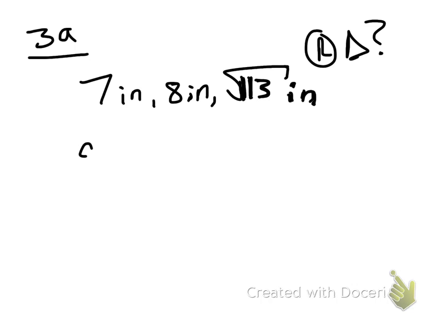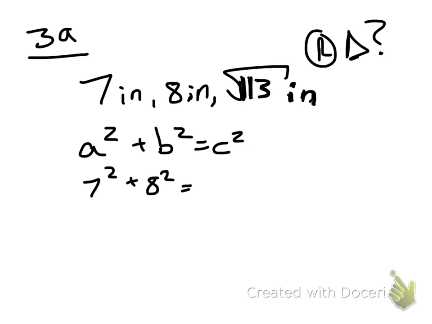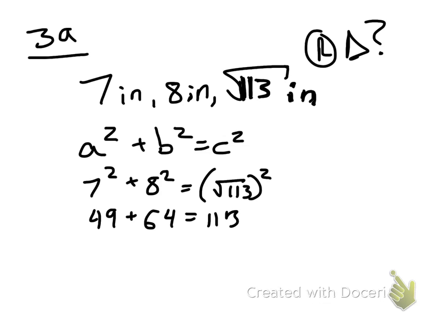Alright, you should have plugged it into the Pythagorean theorem. And you should have said 7 squared plus 8 squared equals the square root of 113 squared. So 7 squared is 49 plus 64 equals, well, the square root squared just becomes 113. 64 plus 49 is indeed 113. So 113 equals 113. It's true, so it's a right triangle.